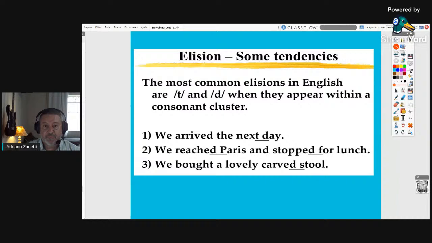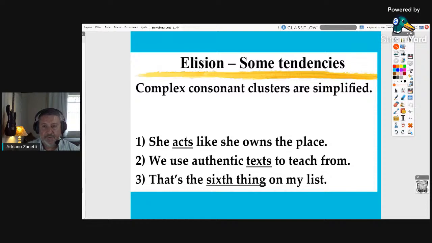The elision part, as I mentioned before, with the past simple. When the D or T is followed by a consonant, then it tends to disappear. So carved, carved to, stopped, stopped for lunch, next day. So that it tends to disappear. You have elision in some consonant clusters. So acts, it's very hard to pronounce. So there's a chance that this T is going to disappear and becomes X, tax, sixth.